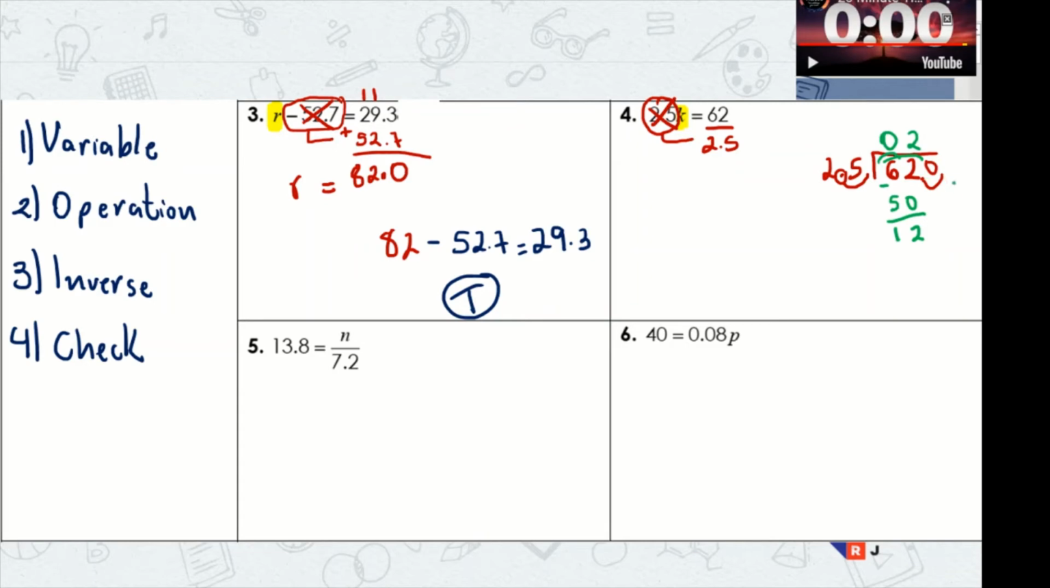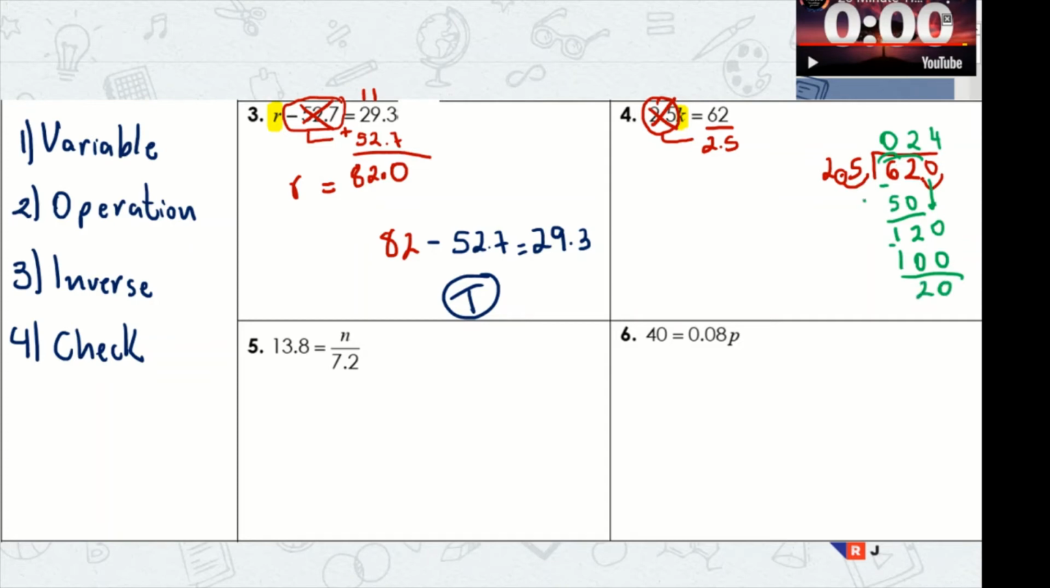Great. Bring it down 0. Let's bring it down. 120. How many times 25 goes into 120, guys? 4 times. Why 4 times? 4 times 25 is 100. And if you subtract, it will go 20.